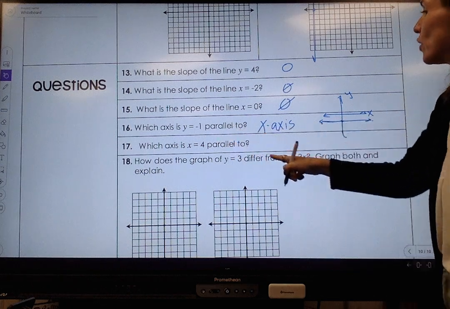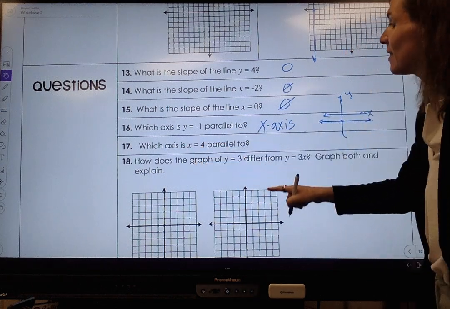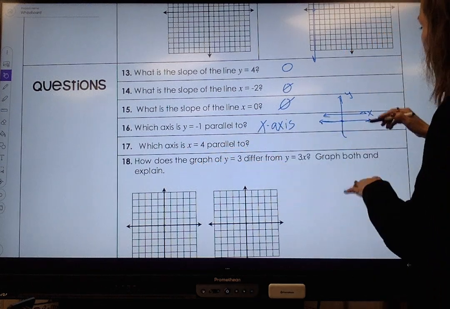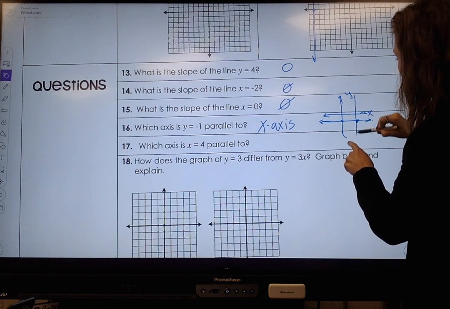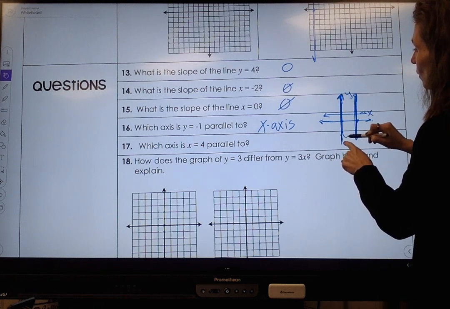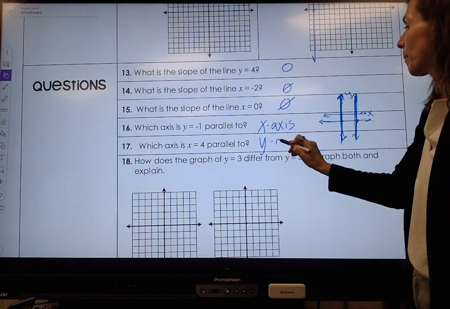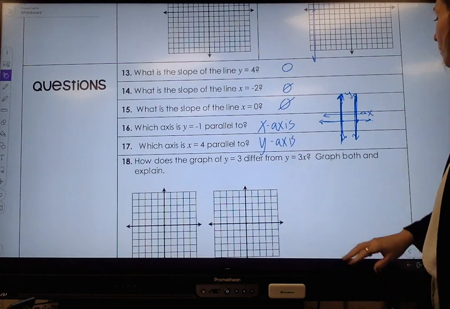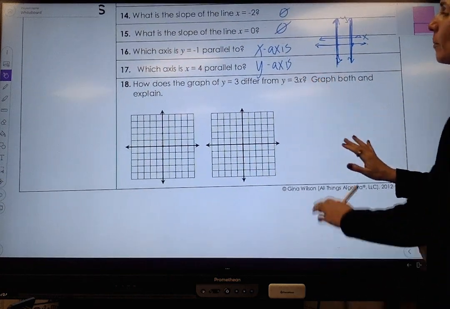And then it says which axis is x equals 4 parallel to? Well, if you draw x equals 4, there's your line. The axis that's parallel to it is your y-axis. Okay? Now, let's look at number 18.